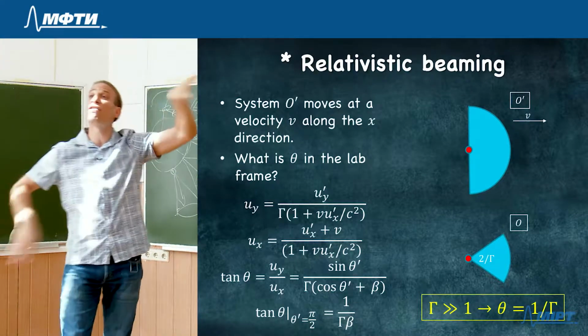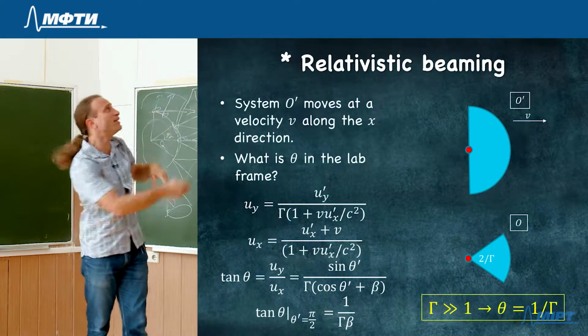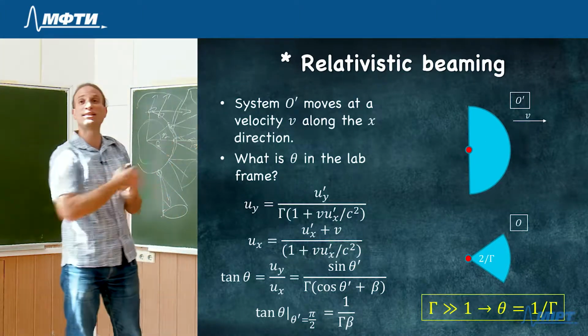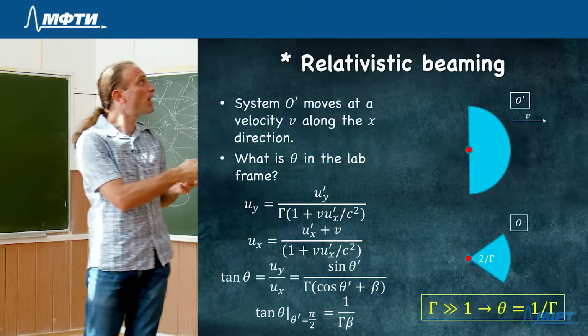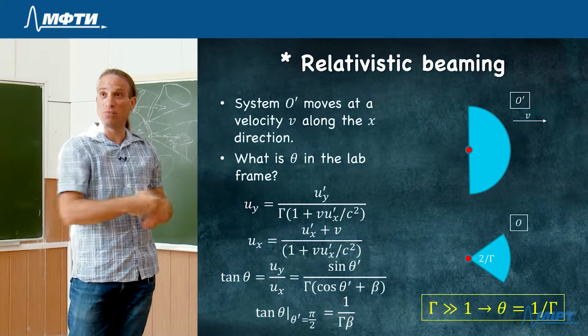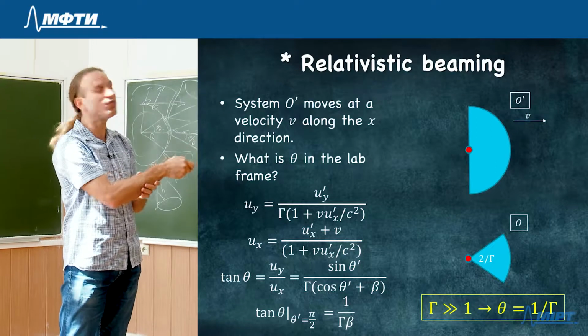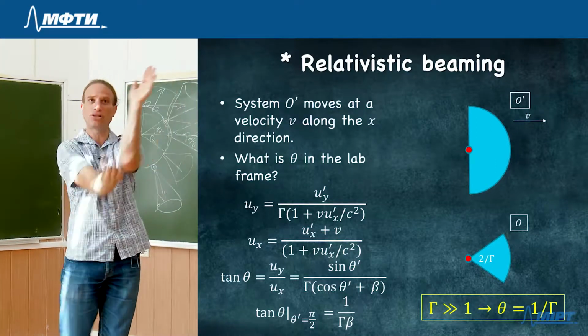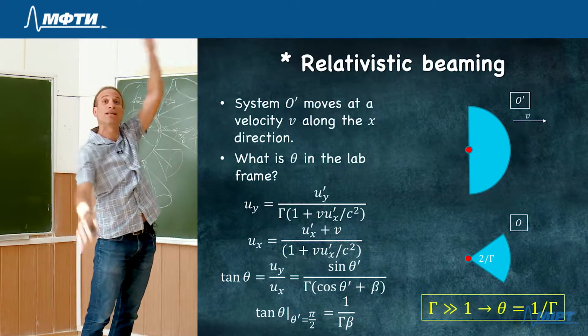Where are all the rest of the photons going? Where are all the photons that were emitted here? How are they distributed? Not just backward, outside of the 1 over gamma. But what this means is that half of the energy density of the light is concentrated into a very small opening angle. The rest is just distributed at a very wide opening angle.